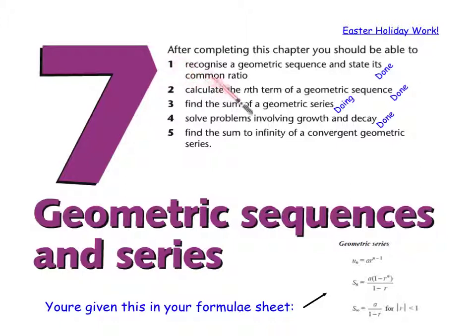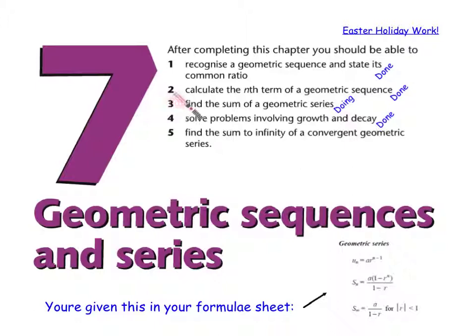Then we looked at calculating the nth term of the geometric sequence, and from that we arrived at this formula down here: un equals ar to the n minus 1, where a is the first term, r is the common ratio, and n is the term number. We then looked at solving problems involving growth and decay, so basically interest and depreciation.